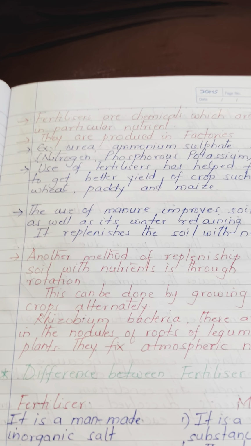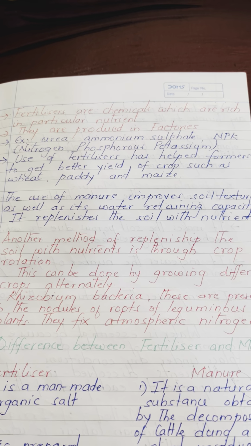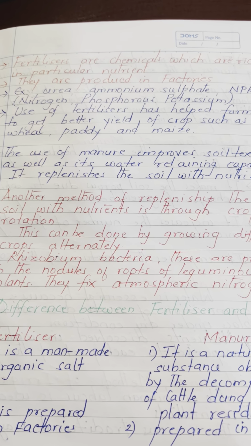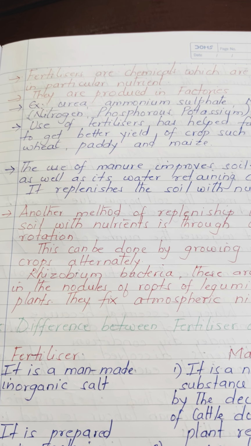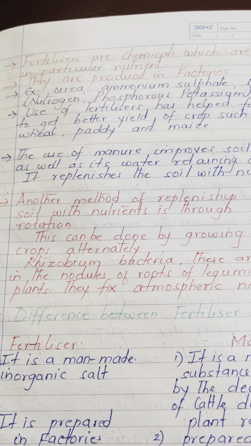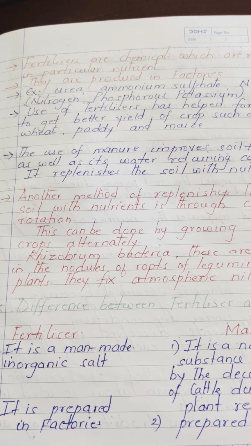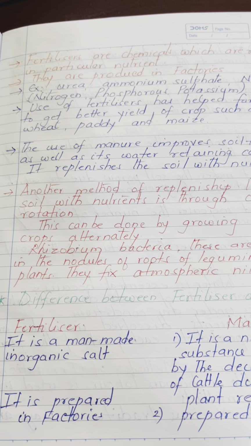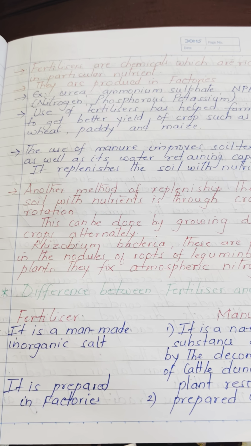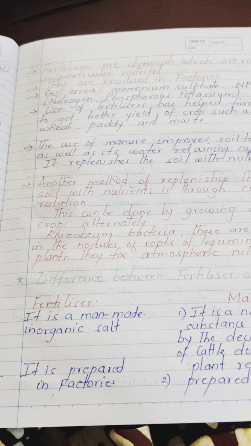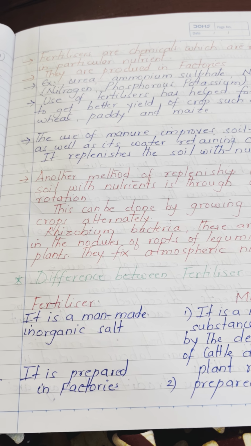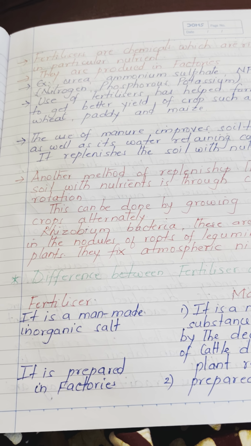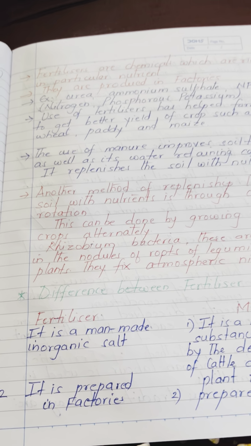You must have heard about fertilizers. Fertilizers are chemicals which are rich in particular nutrients. They are produced in factories. And the names you must have heard: urea, ammonium sulfate, NPK. NPK stands for nitrogen, phosphorus, potassium. Use of fertilizers has helped farmers to get better yield of crops such as wheat, paddy and maize. Okay. The use of manure. Why do we use manure? It improves soil texture as well as its water retaining capacity. It replenishes the soil with nutrients.